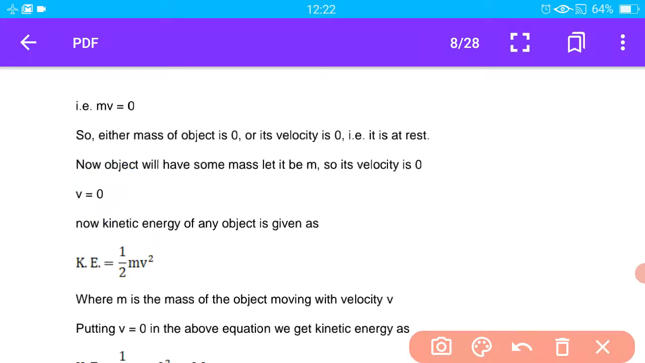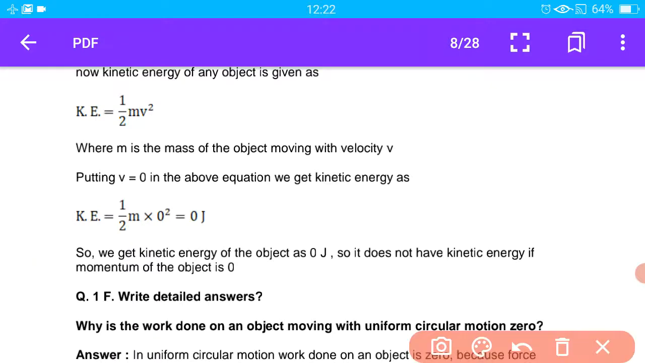Now kinetic energy of any object is given as kinetic energy equal to 1/2 mv squared, where m is the mass of the object moving with velocity v. Putting v equal to 0 in the above equation, we get kinetic energy equal to 1/2 m into 0 squared equal to 0 joule, J.